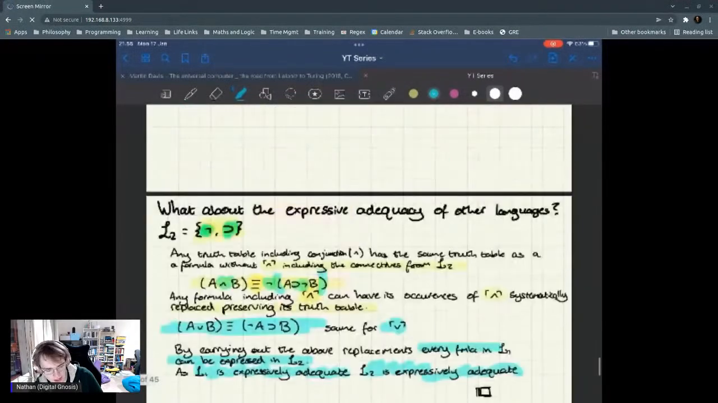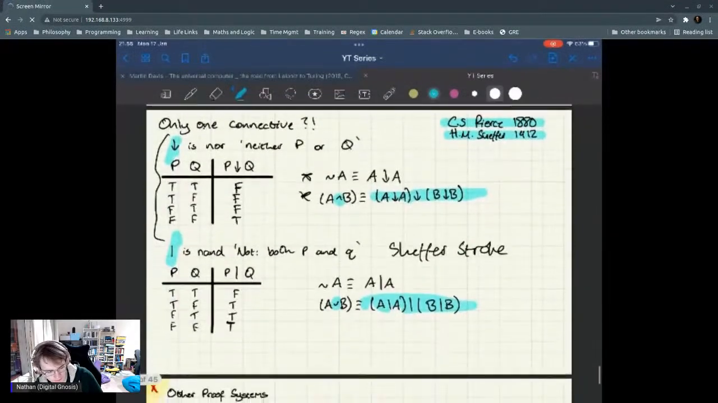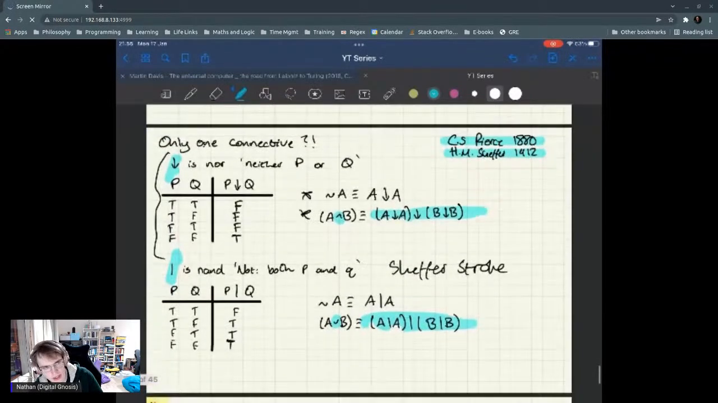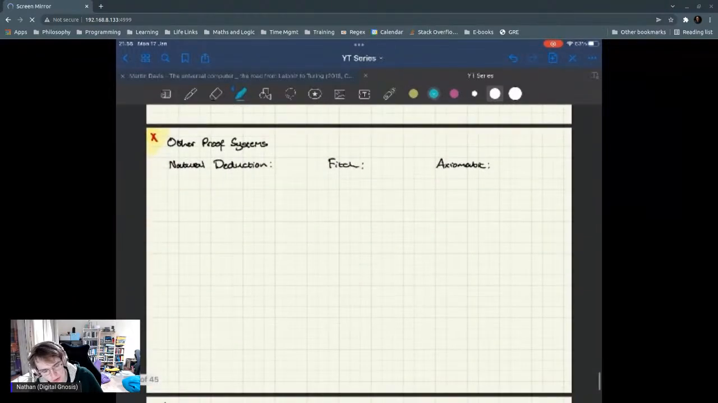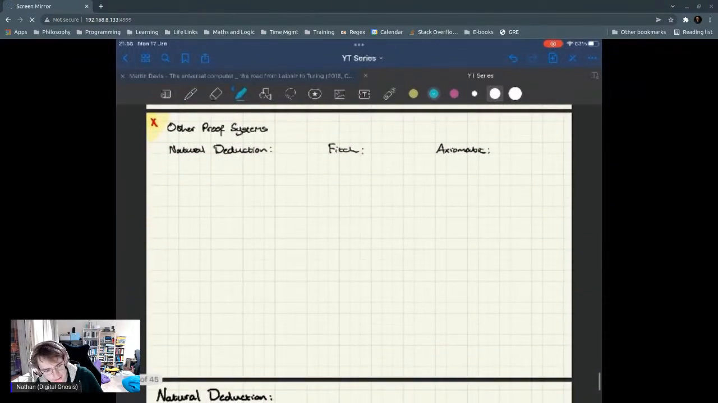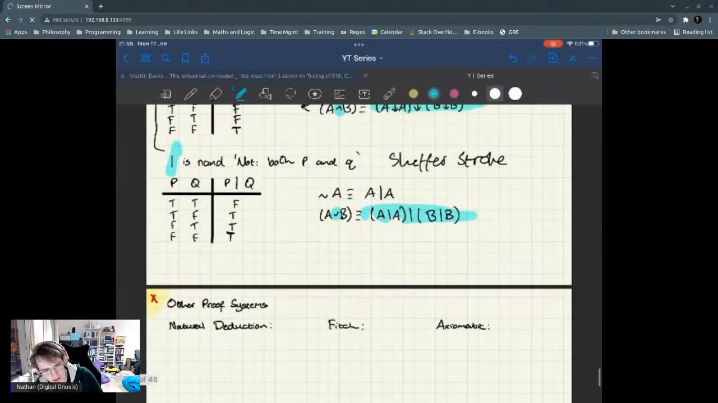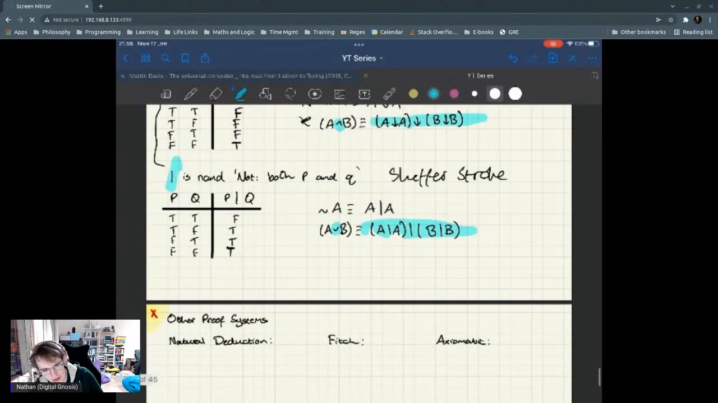Okay, so that is going to be all for today. I'm thinking in the next episode I'll probably move on to showing some different proof systems, which is what I was thinking of doing here. And then I think after that, we'll talk about soundness and completeness, and perhaps compactness, before moving on to quantified logics. Yeah, that sounds about right.